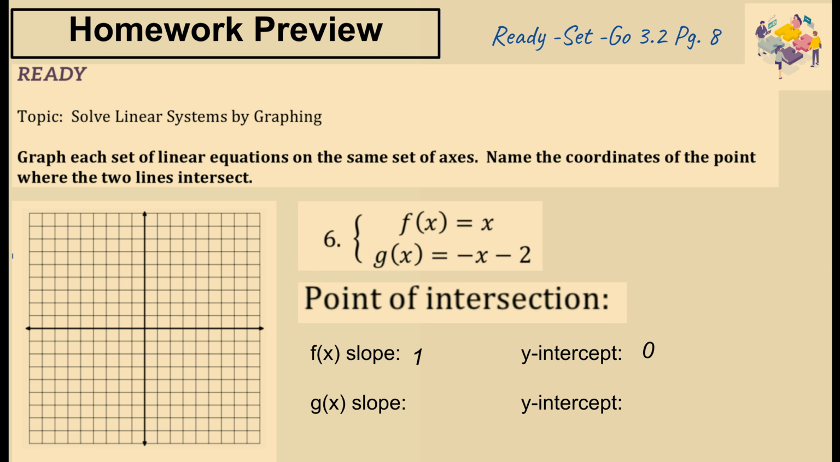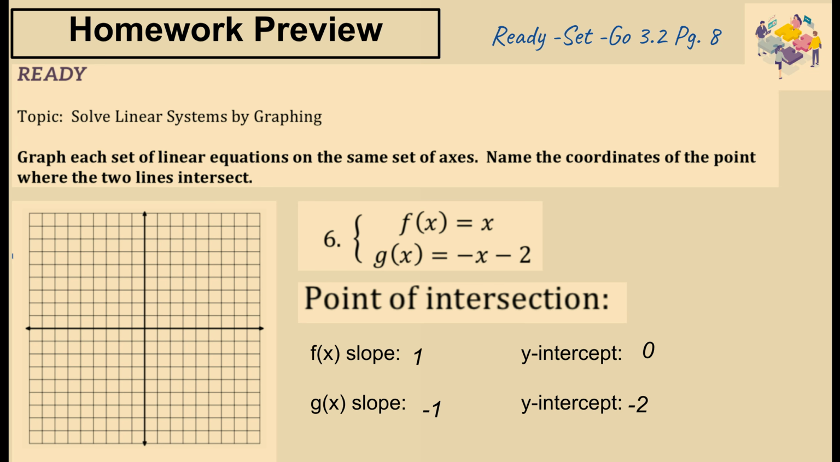Then if you look at our next function, g, it says negative x. Well, again, there's a 1 in front here. So our coefficient is negative 1, so our slope is negative 1. And then over here, we have a negative 2, so our y-intercept for the g function there is negative 2.